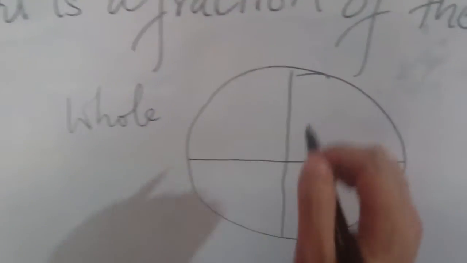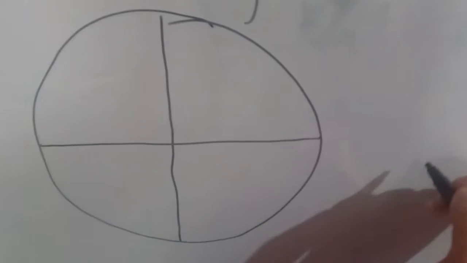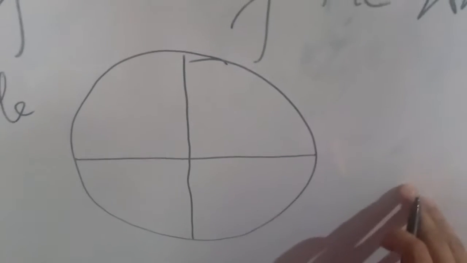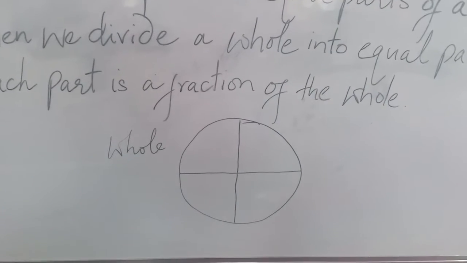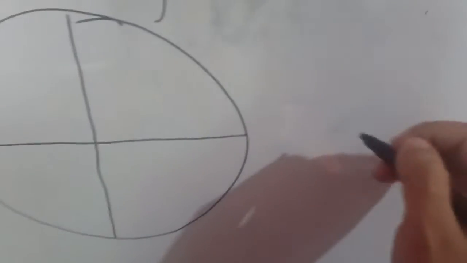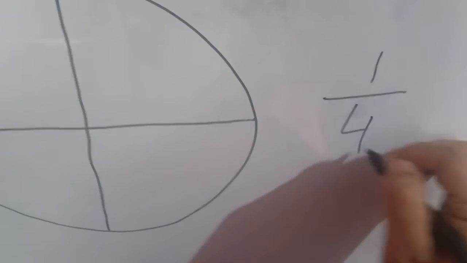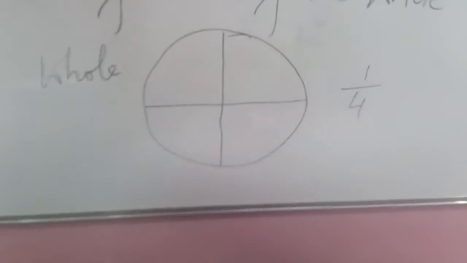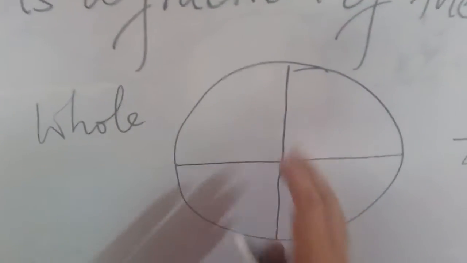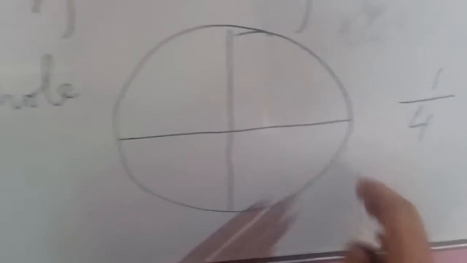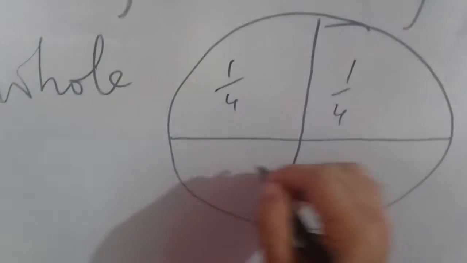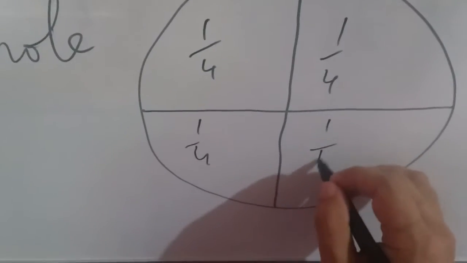So how can we write this in fraction form? It will be 1 by 4. Why 1 by 4? The whole is being divided into 4 parts, that's why it is 4. So this is your 1/4, 1/4, 1/4 and 1/4.